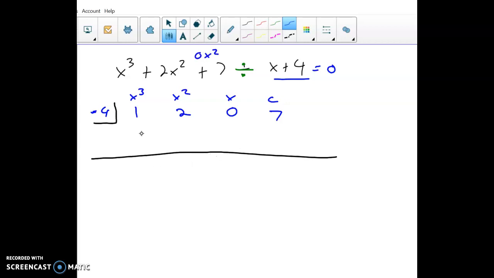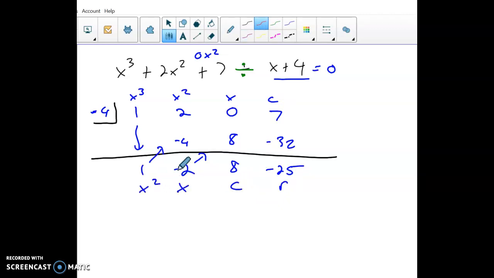Okay, and then from there, the process is drop this number, multiply with the window. So 1 times -4, add those together, multiply with the window. -2 times -4 is 8. Add these together, it's 8. Multiply with the window. -4 times 8, -32. Add these together. All right, and then that's our answer. When we divide, we get this remainder, constant, x, and x squared. So I'm going to write all that out. I have 1x squared minus 2x plus 8 with remainder of -25.